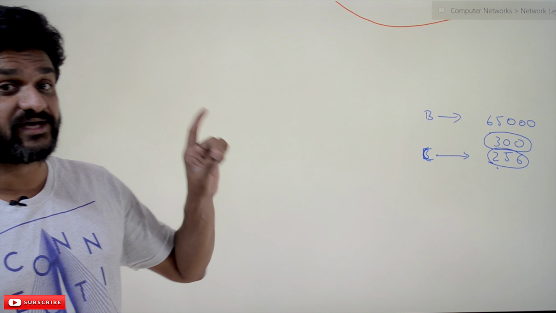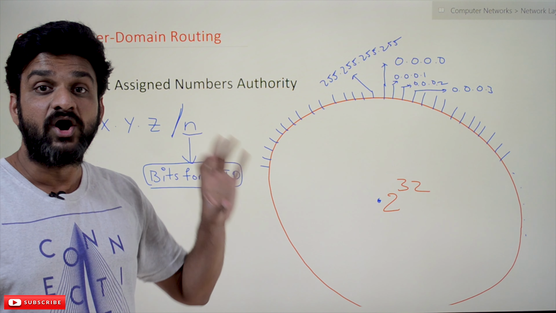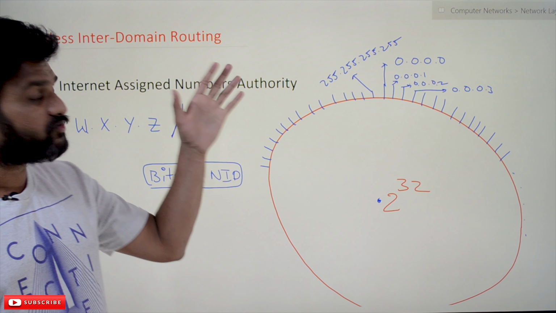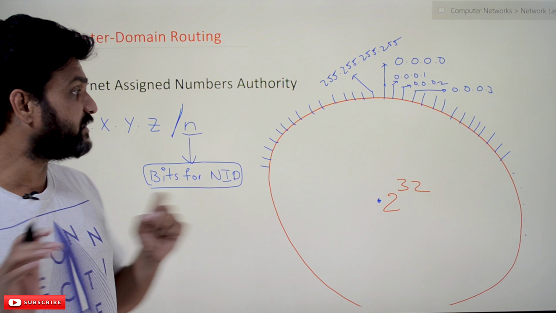Before understanding the overall view of CIDR, let's understand what IANA is. IANA stands for Internet Assigned Numbers Authority. This is the authority that controls all the 2 power 32 possible IP addresses. They assign the IP addresses to the entire world.